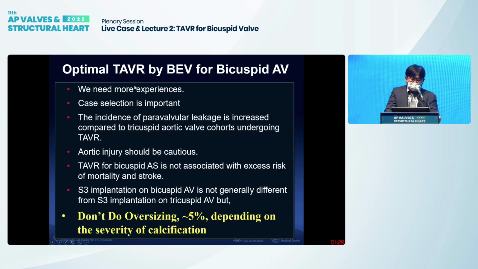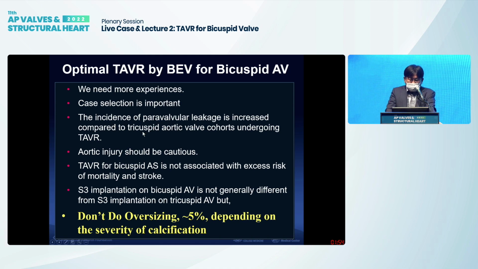What is optimal TAVR by balloon expandable device for bicuspid AS? Actually, we need more data. Case selection is very important. I don't like to say, in an extreme way, that every case of bicuspid AS can be treated by TAVR, but if we can select the good candidate for TAVR, I believe we can do TAVR. We can do TAVR for bicuspid aortic valve disease.